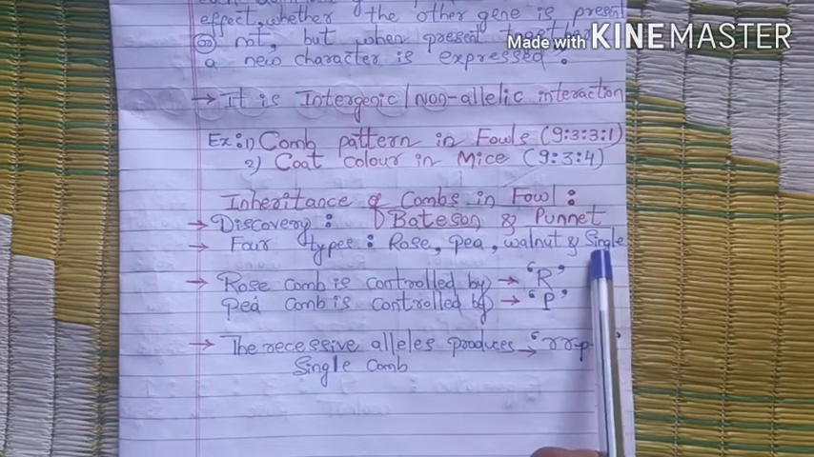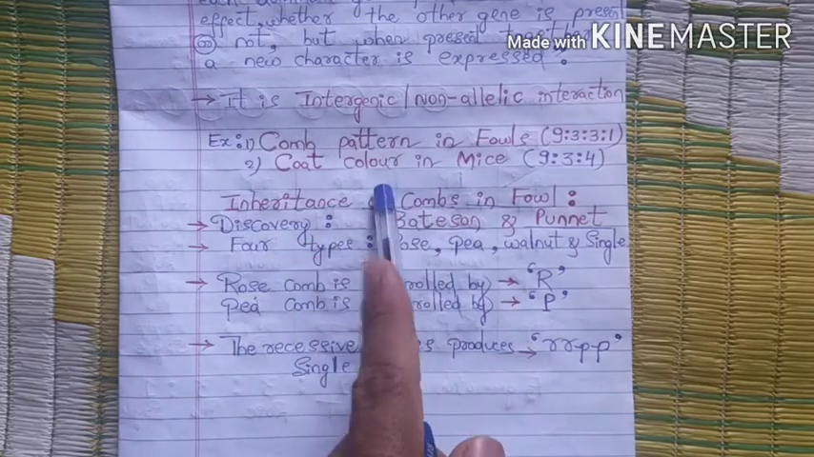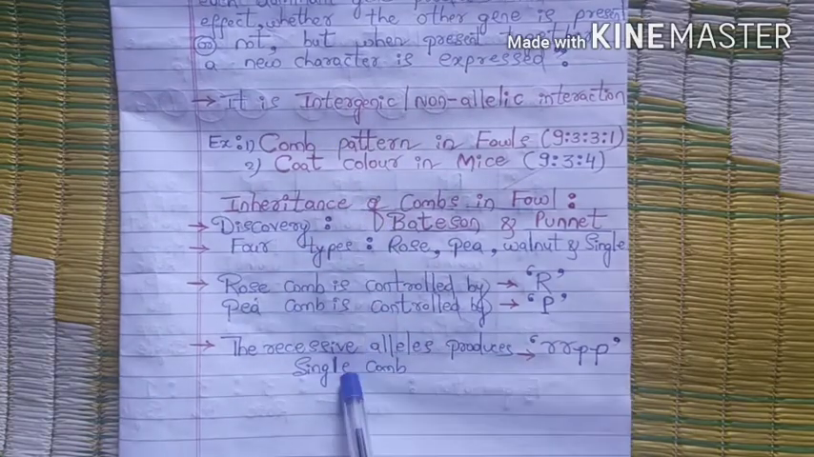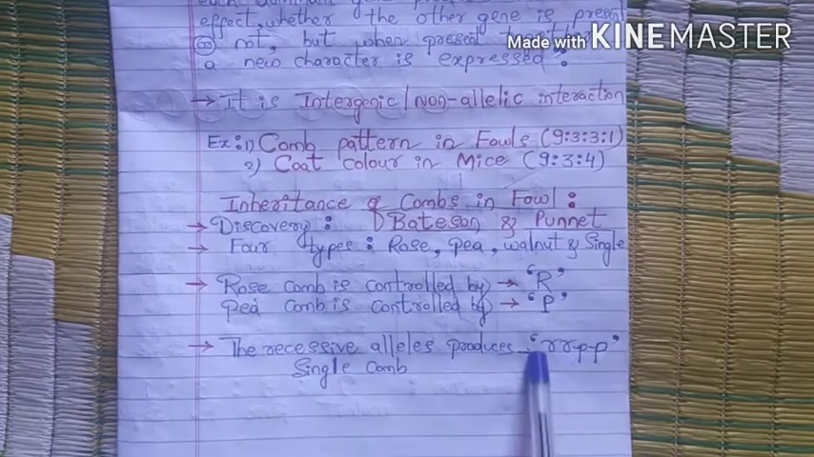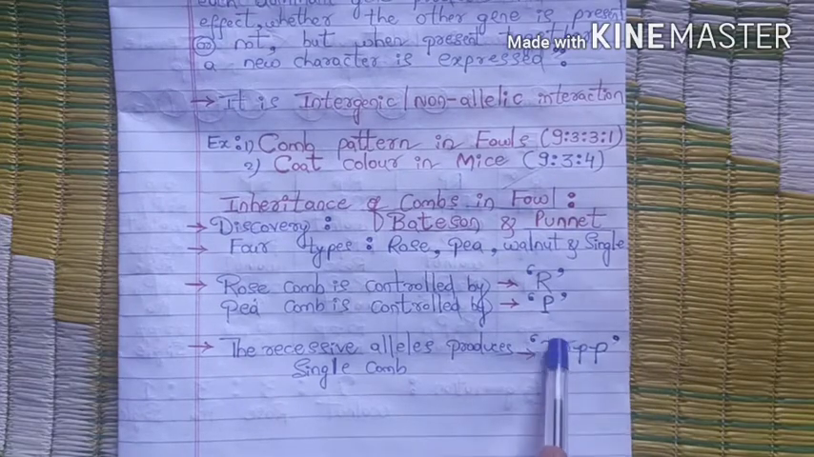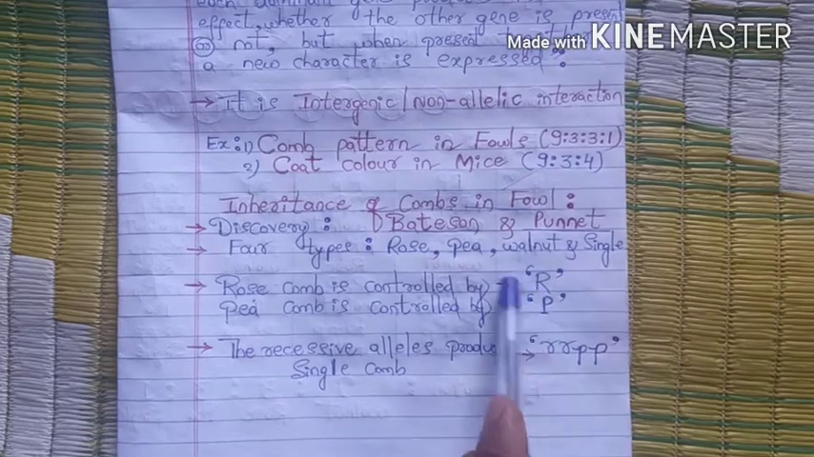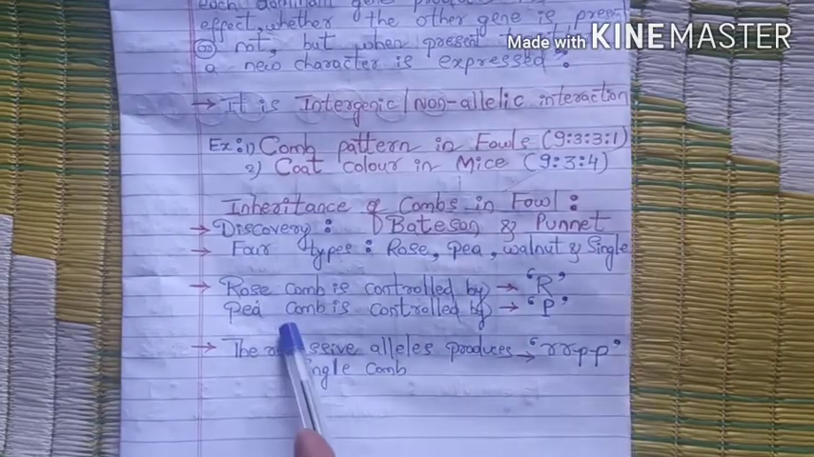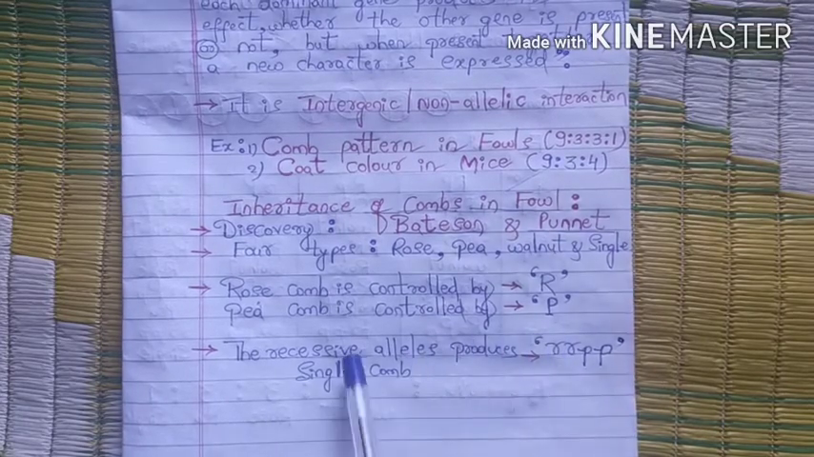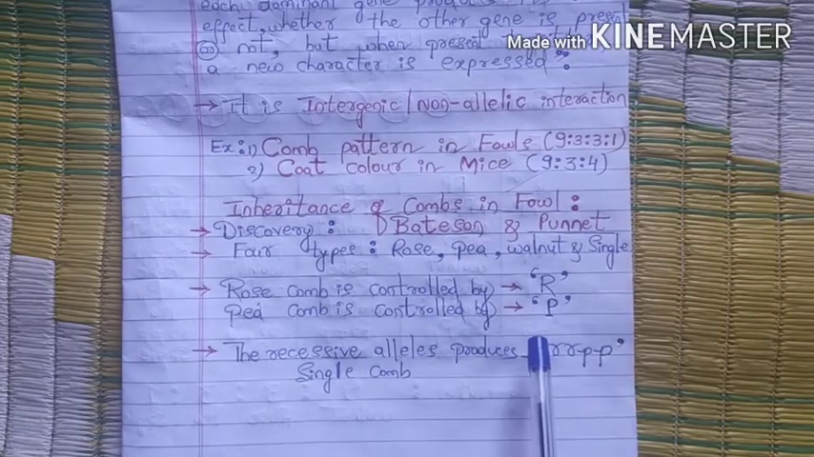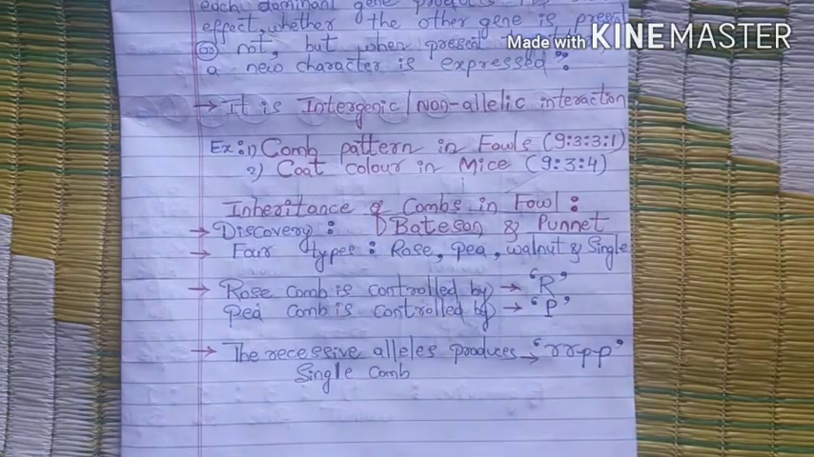Single here does not mean one. Single is a type of comb, a shape of comb. Remember, the single comb is produced when all 4 alleles are present in the recessive condition. Capital R is rose comb, capital P is pea comb, and when all 4 are recessive, it produces the single comb. Is it clear? Now let us study in detail how the inheritance takes place.